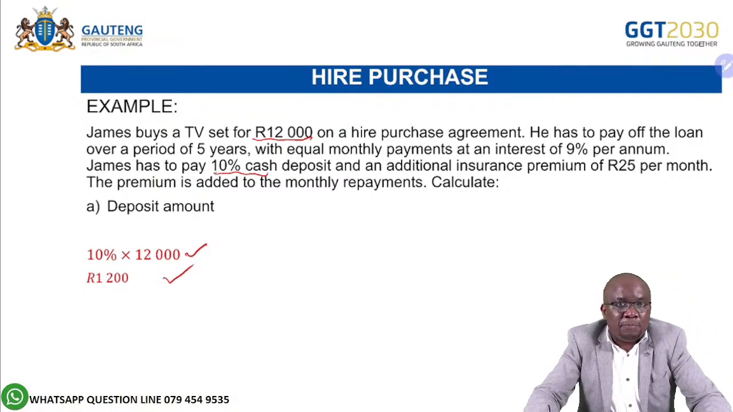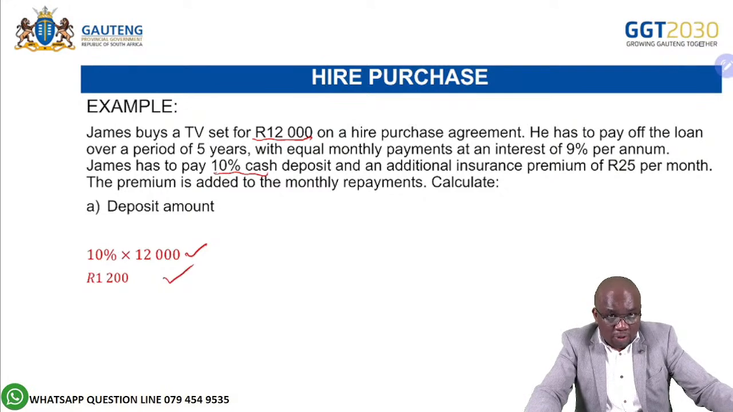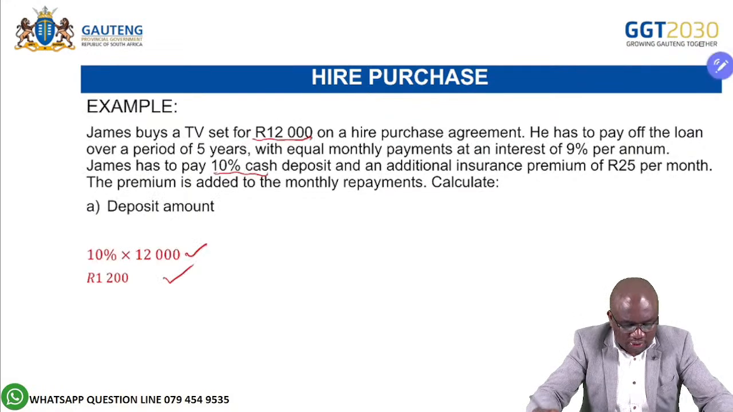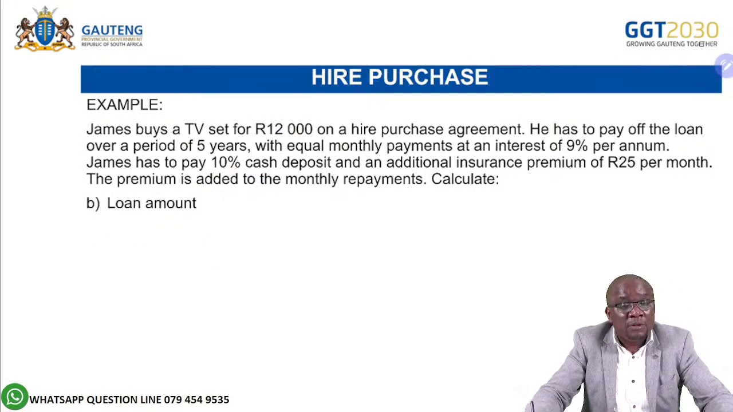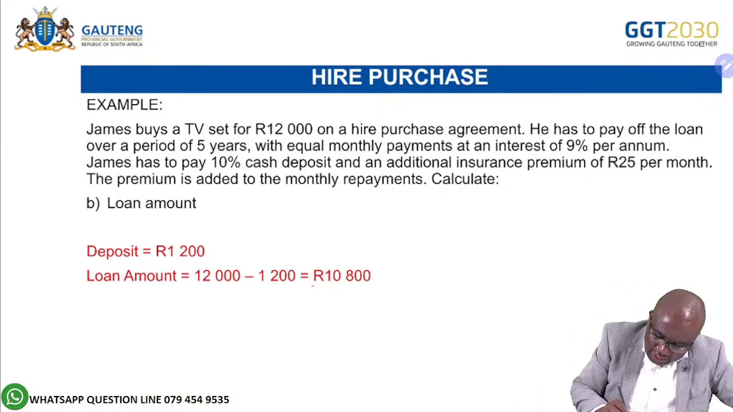Now we have the deposit you pay. So James is going to pay 12,000. Now the loan amount is no longer 12,000, it is 12,000 minus 1,200. So this is the loan amount. We calculated our 1,200, which is the deposit. So you say 12,000 minus 1,200. So the loan amount is 10,800.